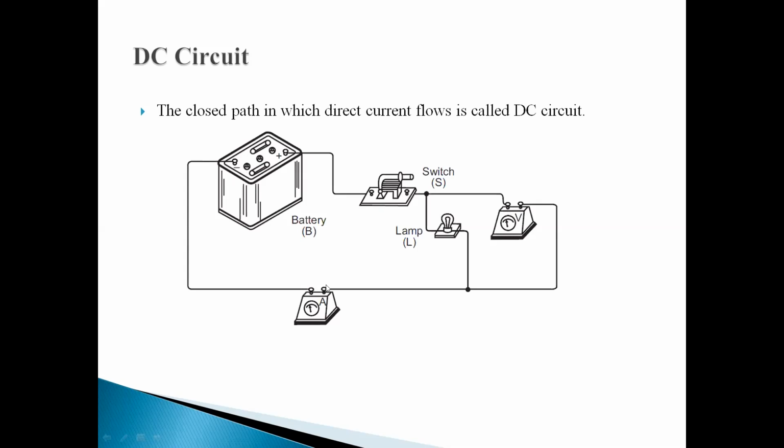This voltmeter and ammeter we have taken to measure the voltage across the lamp and the current through the lamp. Okay, so this is the example of a DC circuit.